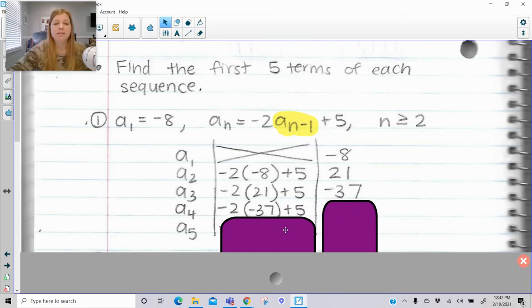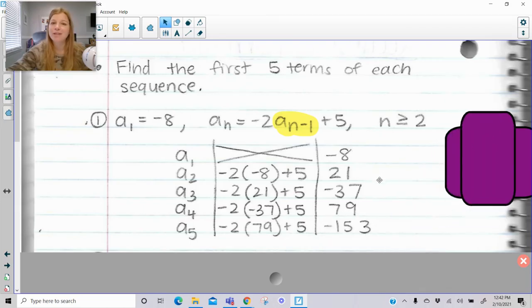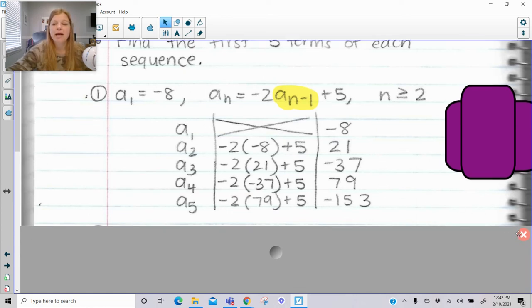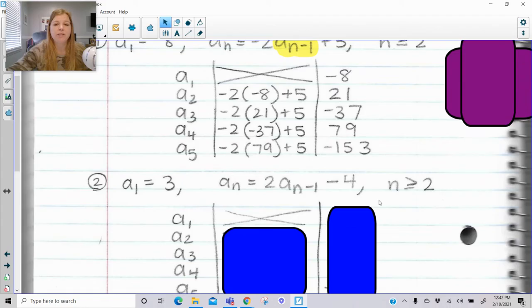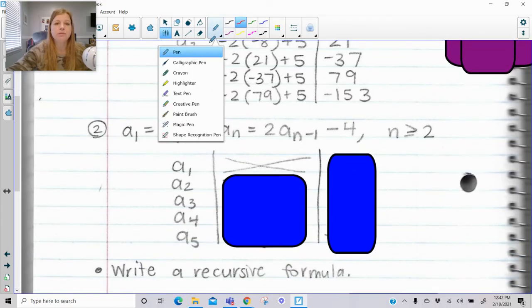Then I substitute in that 21, so -2 times 21 plus 5. And then -2 times -37 plus 5. And then -2 times 79 plus 5. And so these would be the 5 terms in that sequence. So hopefully if you did pause and then play, you definitely got those numbers. Now, if you didn't pause and play and you want to give yourself a shot for this next one, that would be something good to do.